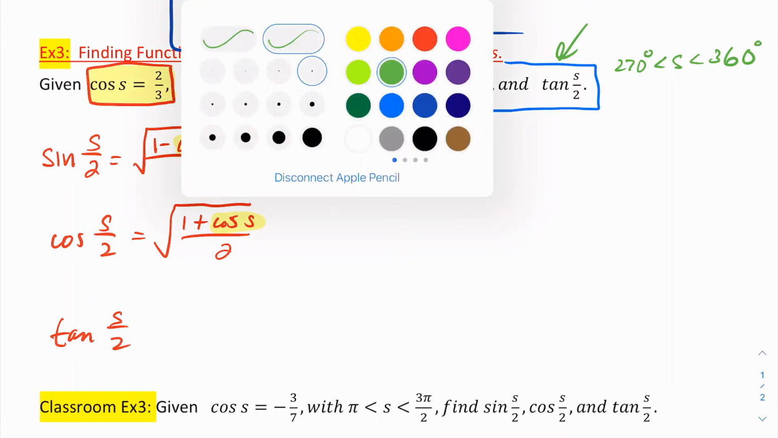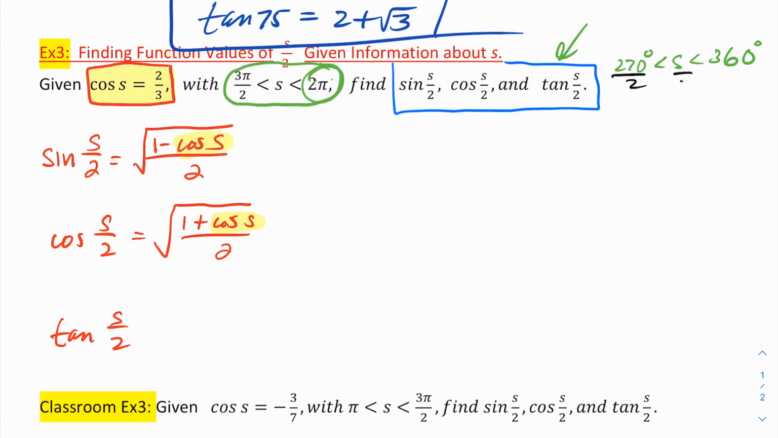Now, if I take all 3 of those and I divide all sides by 2, then I get 135 and 180. That means that the half angles are here in quadrant 2. And because the half angles are in quadrant 2, sine will be positive, cosine will be negative, and tangent will be negative. So when you have to make a decision here on the plus or minus, it's already been made because we decided ahead of time.